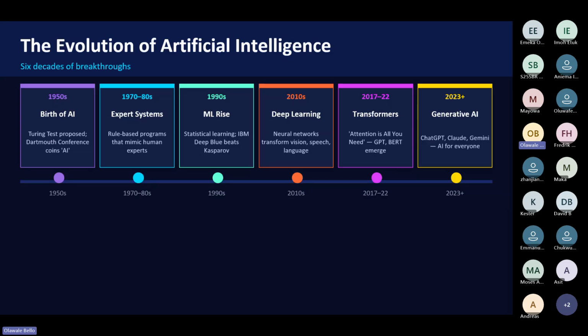So in the 2010s, AI experienced a major breakthrough due to three major factors. Number one is more data, the availability of huge amounts of data.